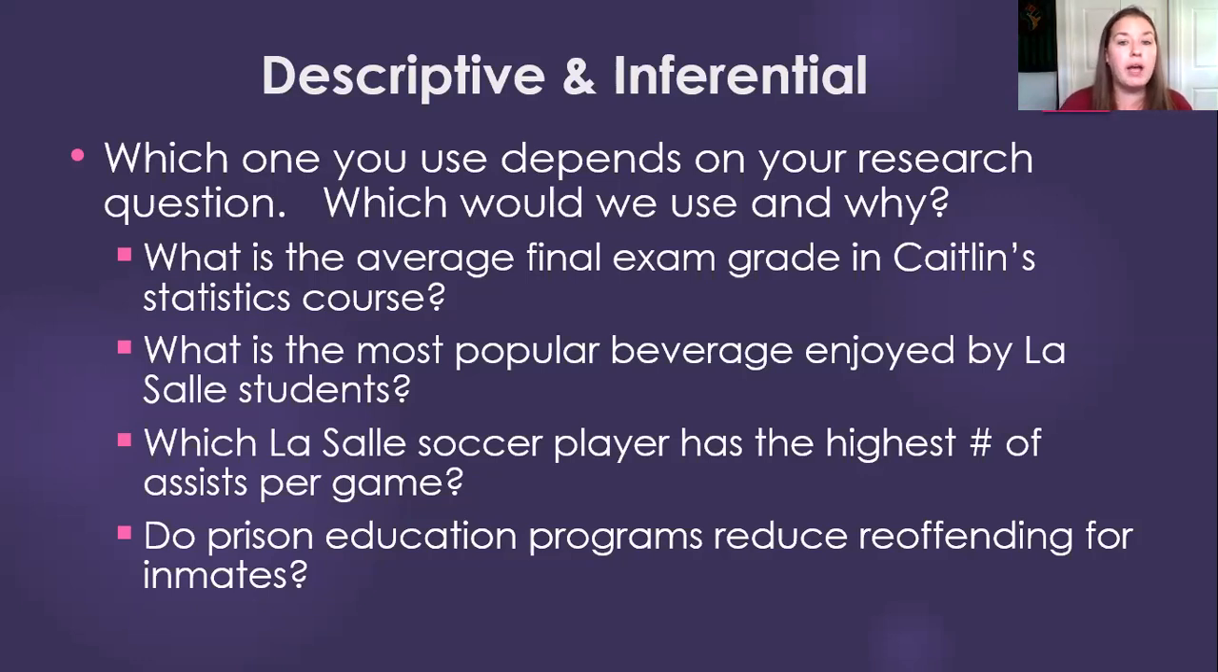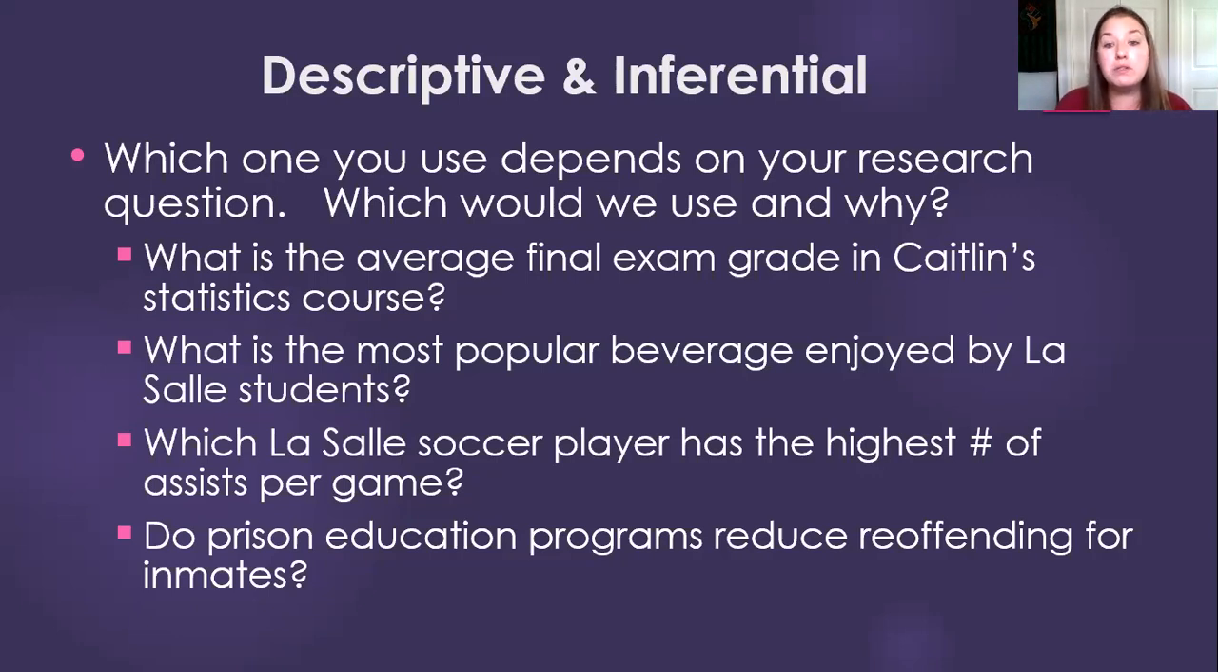This first one is, what's the average final exam grade in Caitlin's statistics course? So if we go through and ask ourselves the question, is it possible to have data on every person or thing in the population of interest? The answer to this is yes, right? We can know the final exam grade for everyone in my statistics class. So that means this would be descriptive statistics. Because we don't need to take a sample to draw a conclusion, we have data on everyone that we want to study, then it would be descriptive statistics.